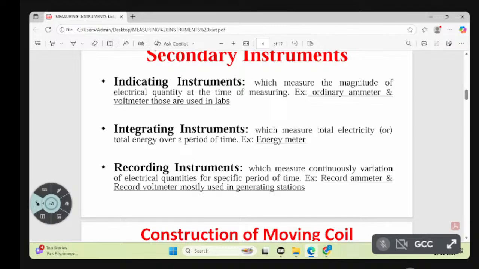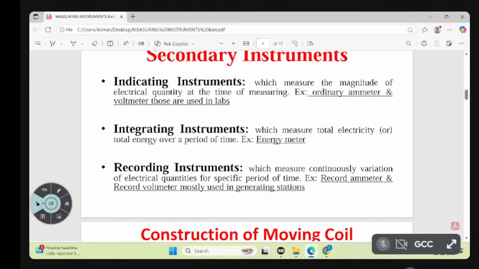Recording means every 1 minute, every 5 minutes, or every 1 hour, it will show the values. For example V1 is 30, then after 1 minute V1 is 20. So these recording instruments are available in the generating station. They are not recorded elsewhere, only at the generating station, for analysis purposes. Then you draw this diagram, it is necessary.